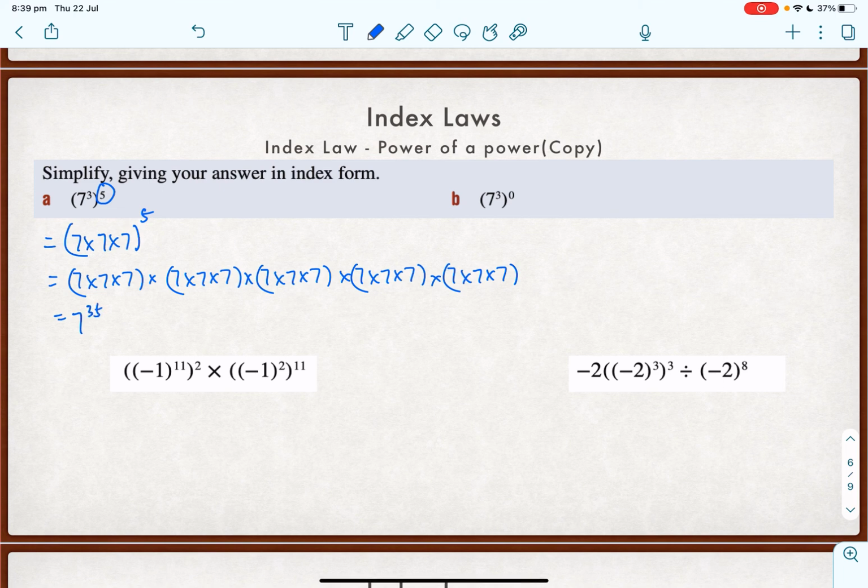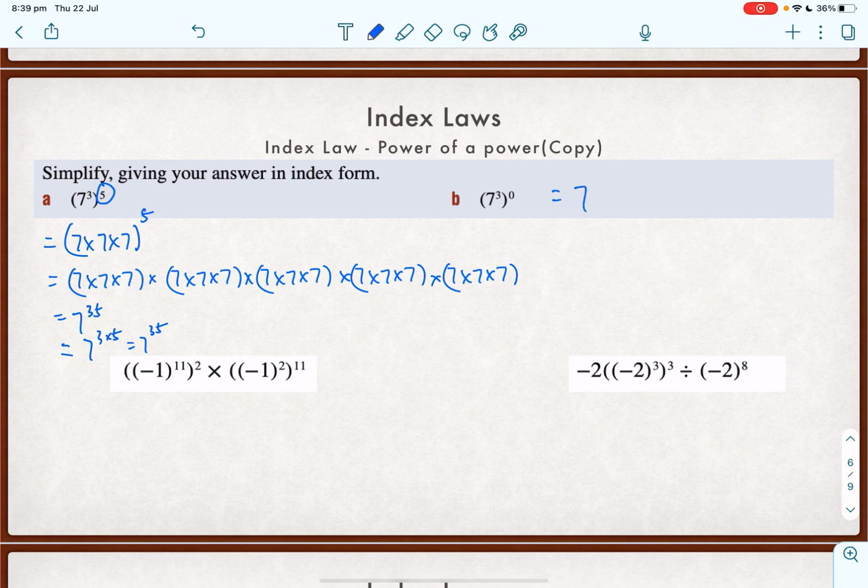Wait a minute. 3 and 5 make 35. 3 times 5, isn't it? Exactly. So you've got power to the power, you times the powers. So 7 to the power 3 times 5 equals 7 to the power 15. Okay? All good. Now in here, we can't know this before this, but let's assume we don't know that.